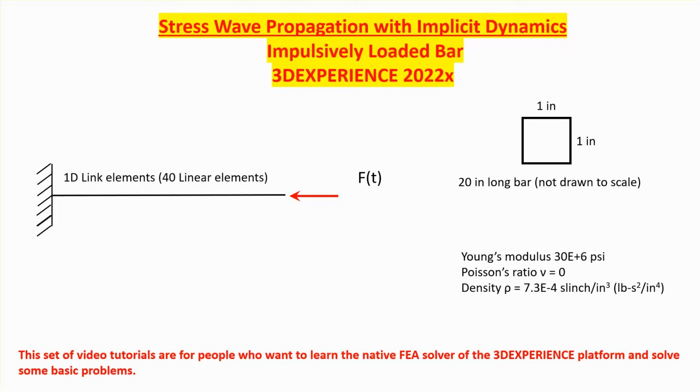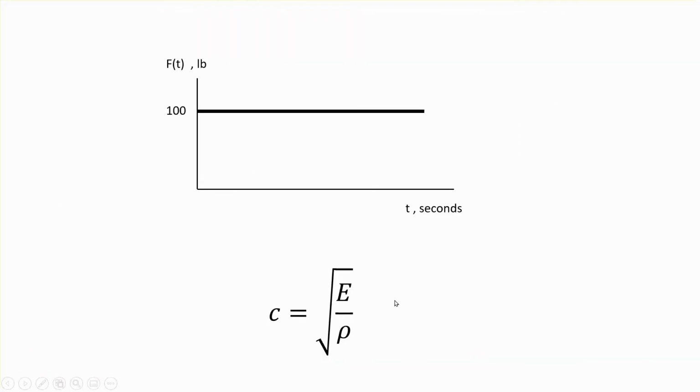Okay, so the bar is impulsively loaded, and that means that you can think about it as no load, and then suddenly it jumps to 100. It's as if you hit the end of the bar with a hammer and kept it at that value, 100 pounds. Because of this, a stress wave is going to propagate through the bar. The speed of propagation of that compressive wave is given by the square root of E over rho.